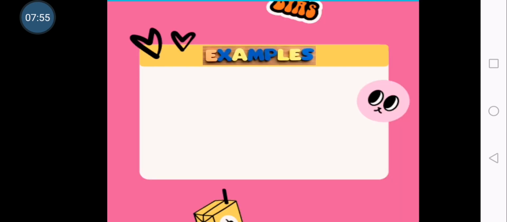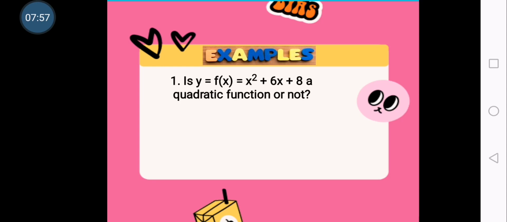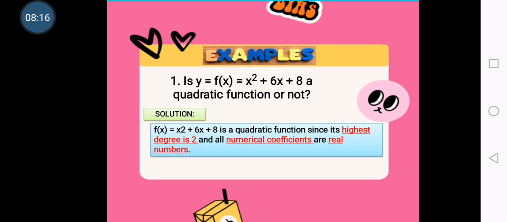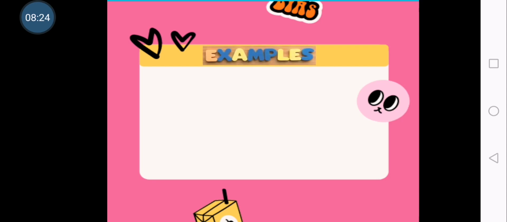So, magbibigay ako ng mga examples. So, ito po. First example natin is if function of x or y is equal to the function of x, which is x squared plus 6x plus 8. So, ito ba ay quadratic function or not? So, syempre, ito po ay quadratic function dahil ang highest degree niya is 2. And all numerical coefficients are real numbers.